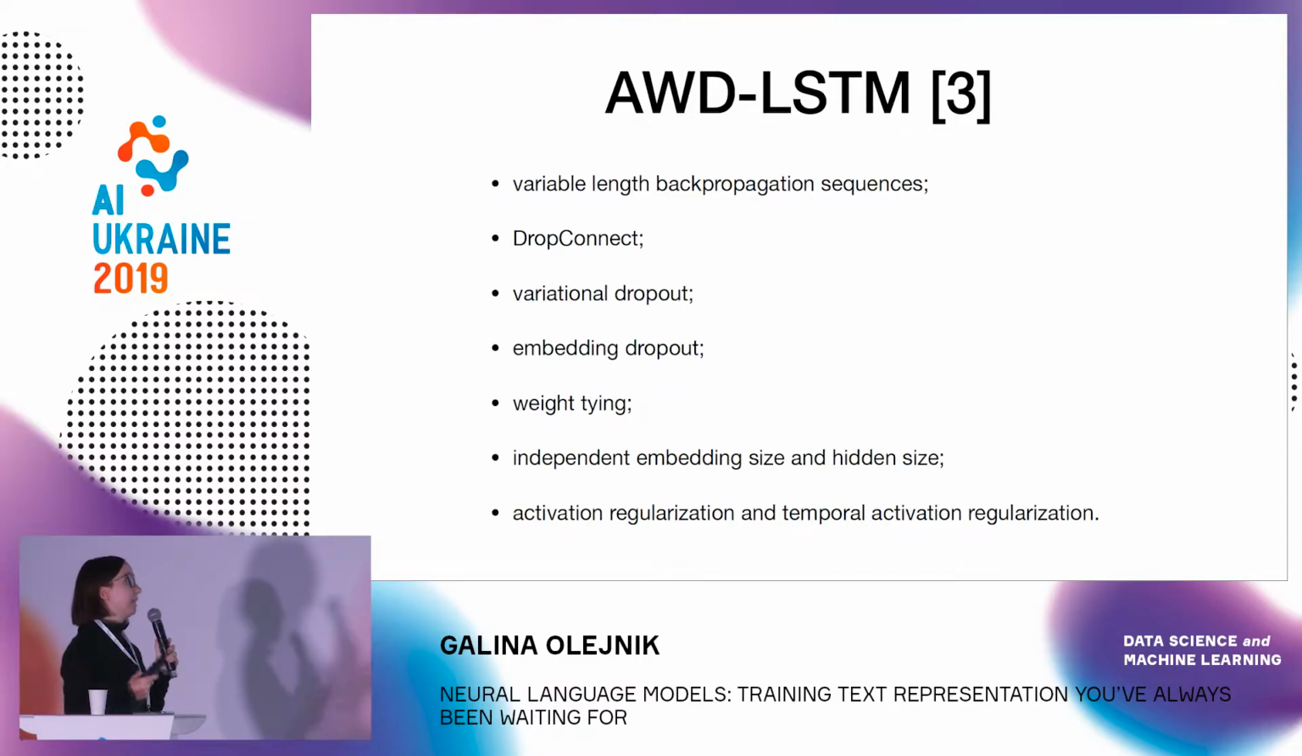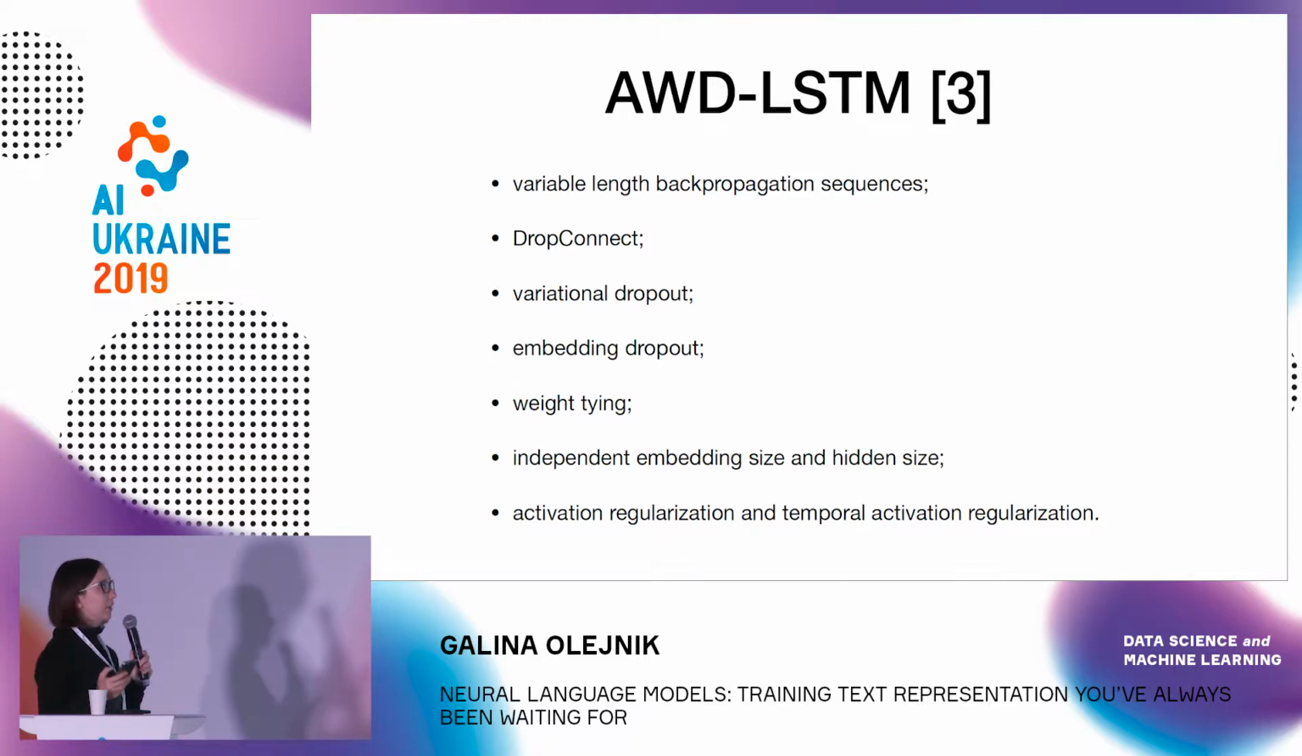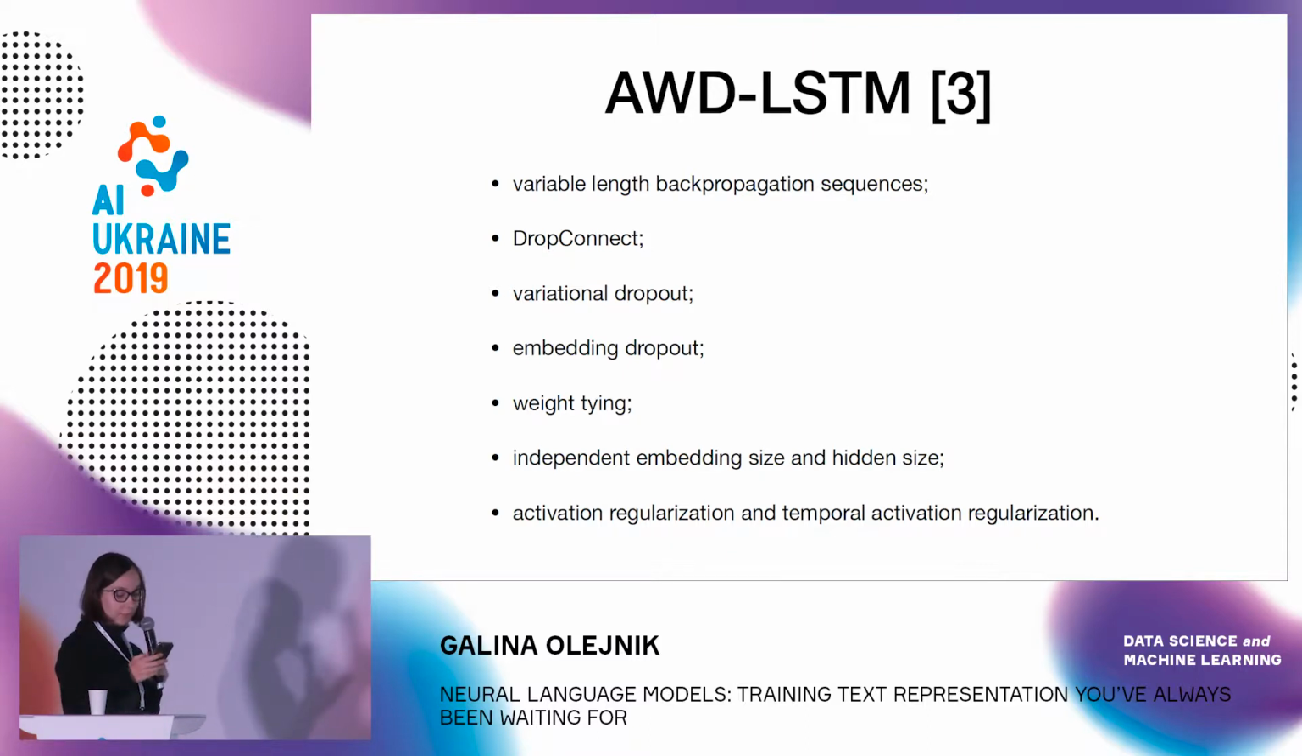So here are other things that are related to AWD-LSTM. You see variable length backpropagation sequences, DropConnect, and all the other things. I will go one by one to explain what they are in a few words. So basically, what is variable length backpropagation sequences? When we are doing our BPTT, we usually specify one standard backpropagation sequence length, and we're using it all the time. But this is not always the best idea because sometimes our backpropagation can't attend to all of the hidden layers that we have in our model.